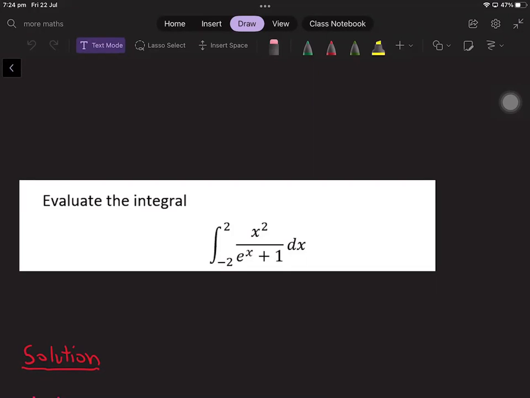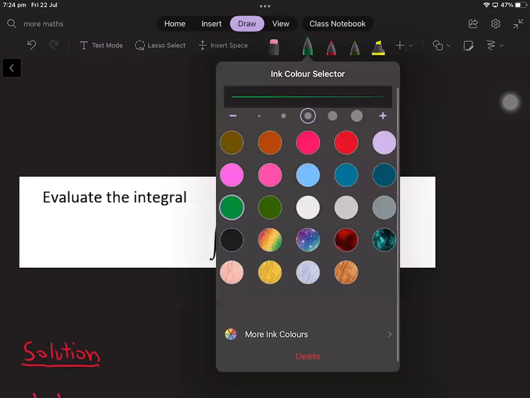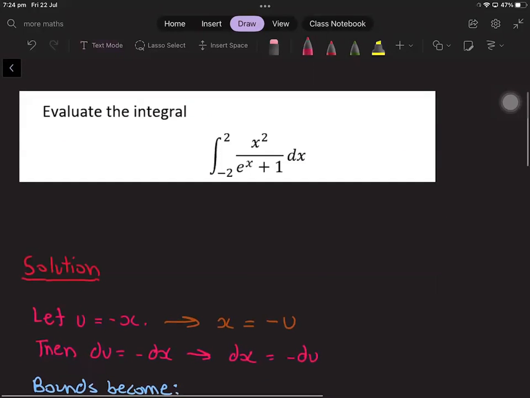Okay, let's have a look at the solution. So what I'll do is I'll use substitution of u equals minus x. And maybe a brief reason why the substitution is nice is because we have -2 and 2 as the bounds of the integral. So when you do u equals minus x, the bounds will be swapped, and that is quite nice. So when we make u equals minus x, that's the same as x equals minus u.